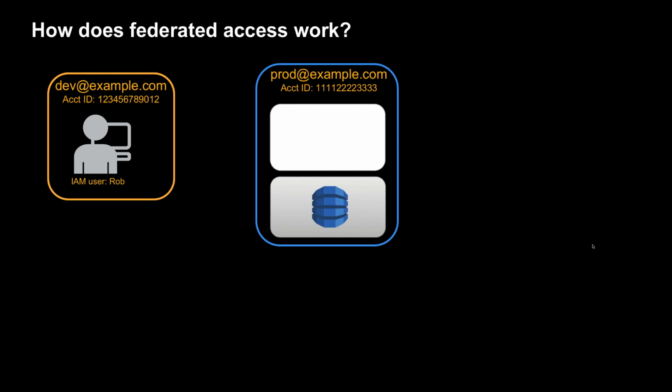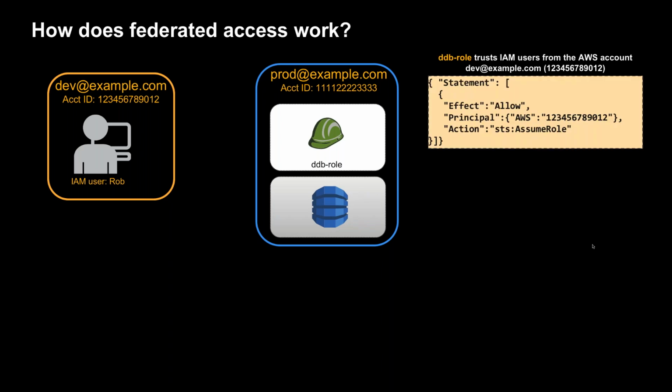The other thing I wanted to talk about was federated access. So say that you have more than one AWS account. You have everything isolated in a dev account, and then your production is in a completely different account. And say that Rob needs to do some work with DynamoDB. He needs to read some tables. So first of all, we're going to create a role for DynamoDB. We'll call it DDB role. And we have to allow principals from that other account the ability to assume that role.